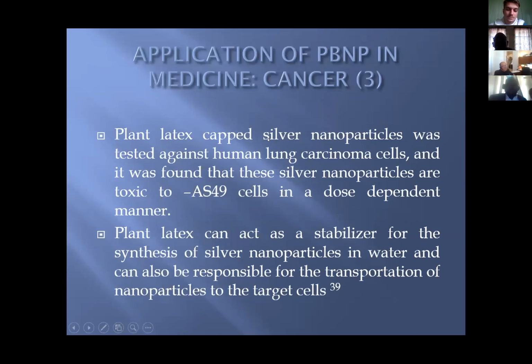Plant latex capped silver nanoparticles have also been used in cancer. They have been shown to inhibit human lung carcinoma cells. In addition, the nanoparticles can be transported to the cancer-infected area.